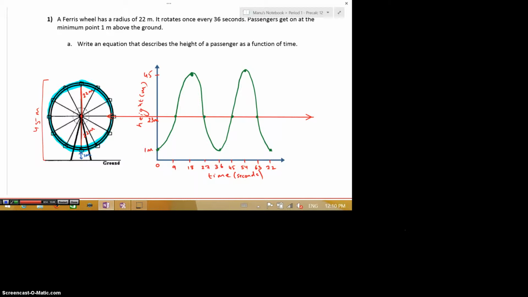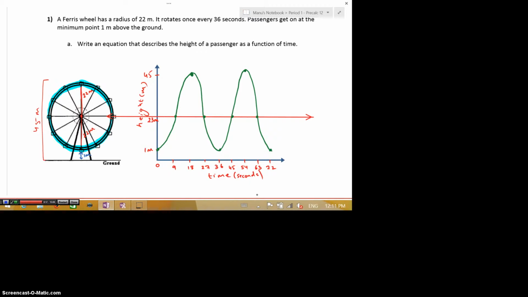Your starting point, right? Your height at 0 seconds is not going to be the minimum point. It's going to be the midline. You're going to start off your graph at the midline. It would be the same as you taking this graph and shifting it to the left by 9 seconds. Right? That's the graph that you would end up getting. Instead of starting at 1 meter, you'd be starting at the midline, and so on and so forth. But that's the graph we're working with.